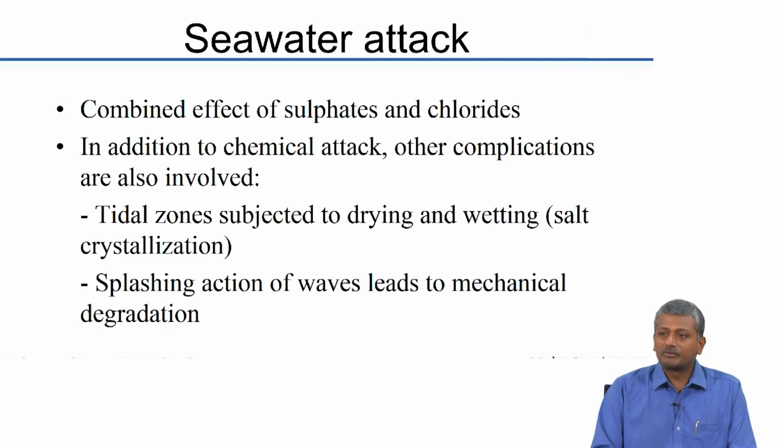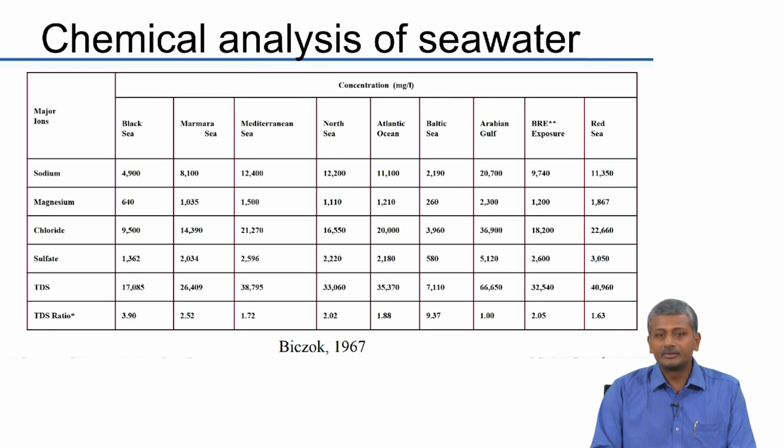So, what do you think would be a preferred mechanism as far as seawater attack is concerned? Since we have both sulfates and chlorides, C3A is not really helping out in the case of sulfates, but C3A is important in the case of chlorides. So, how should we decide what sort of cement to be used for marine exposure?